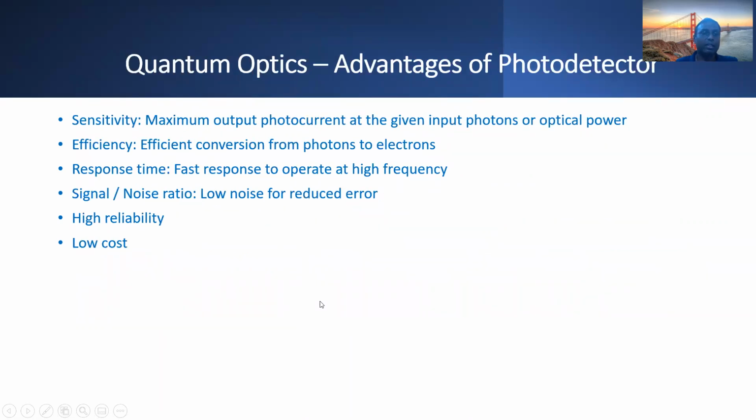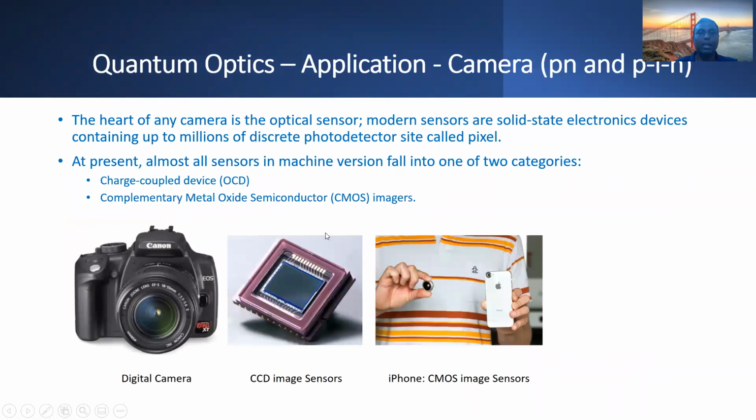Advantages of a photodetector: sensitivity, meaning maximum output photocurrent at a given input photon or optical power. Efficiency, meaning efficient conversion from photon to electron. Response time, meaning very fast response to operate at high frequency. Signal to noise ratio, meaning low noise for reduced error, and it has high reliability as well as low cost. The application for quantum optic cameras mainly uses both the PN junction and the PIN junction.